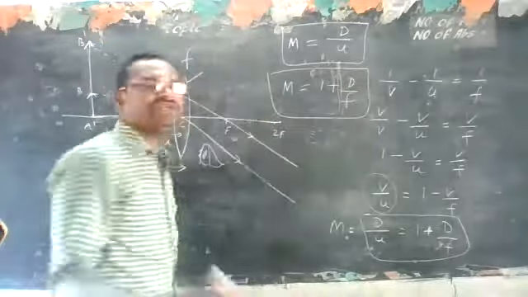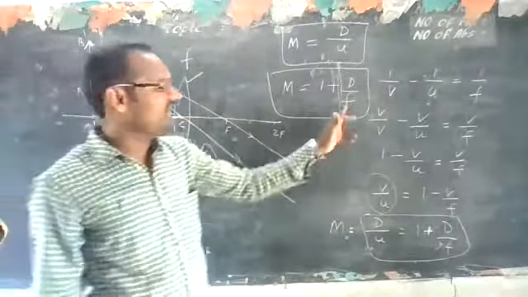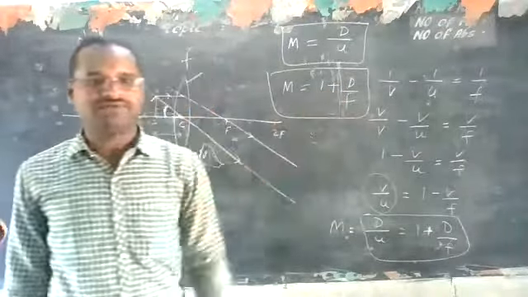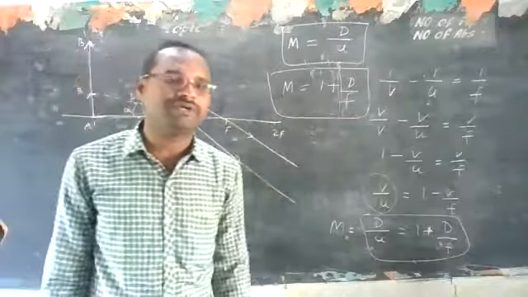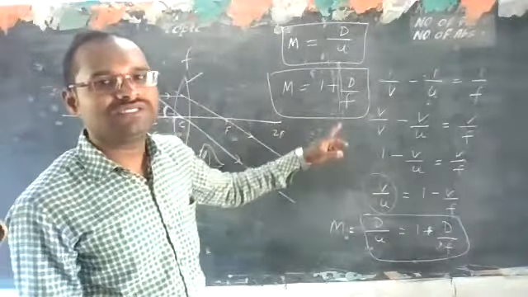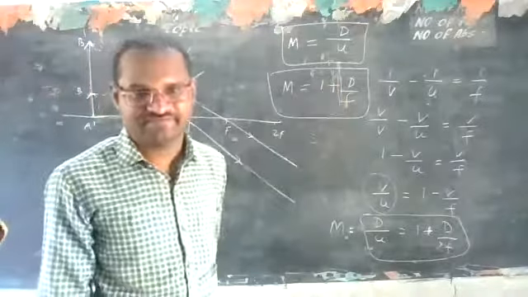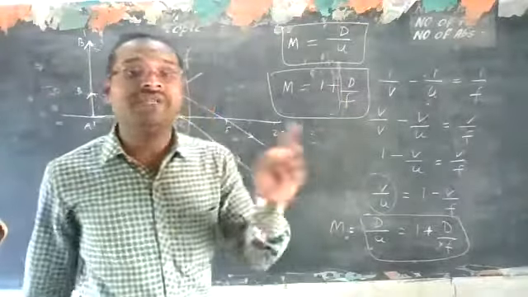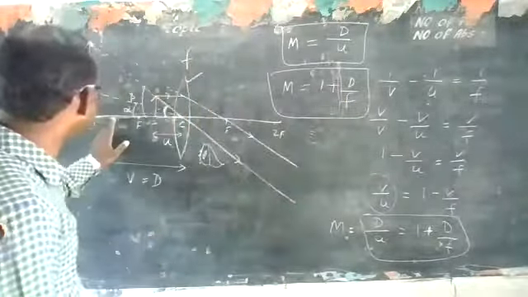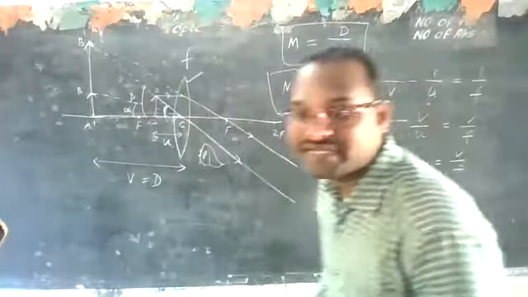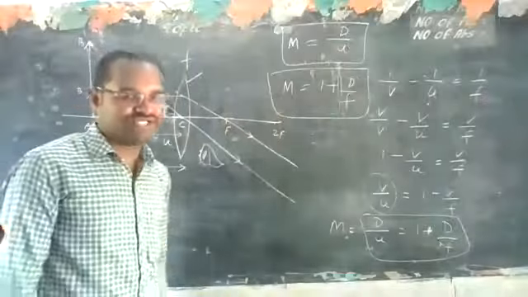The D value is a known, fixed value, and the f value they will also give you. They will mention how much magnification we can produce. The magnification we can produce is equal to 1 plus D by f. Clear? This is the formula when the image is formed at the least distance of distinct vision. This is the condition I have taken.